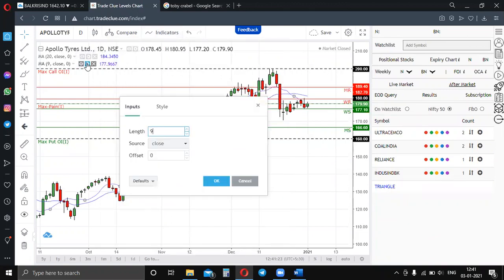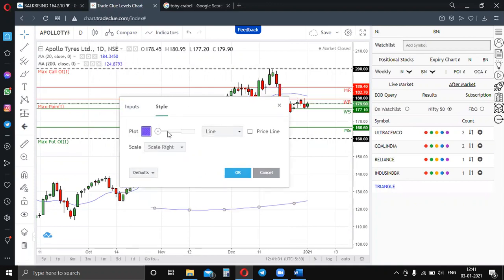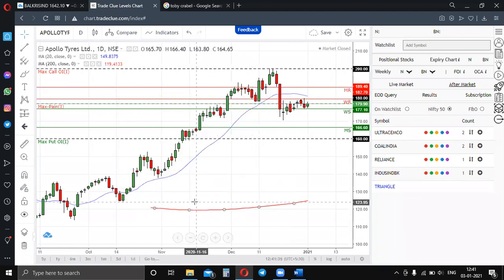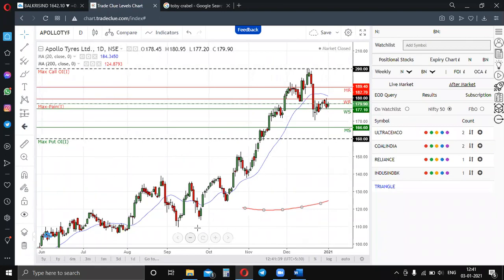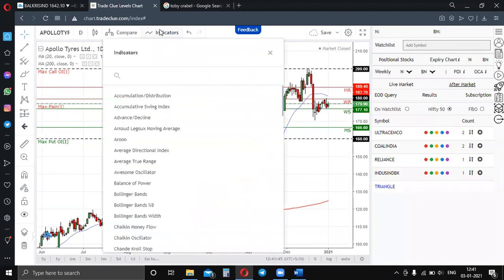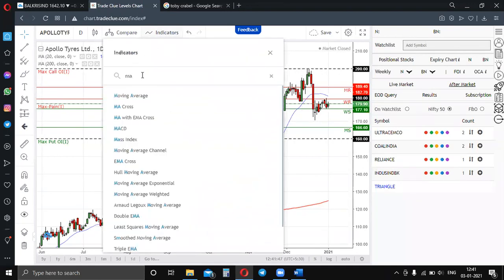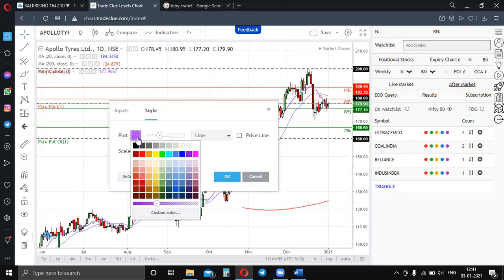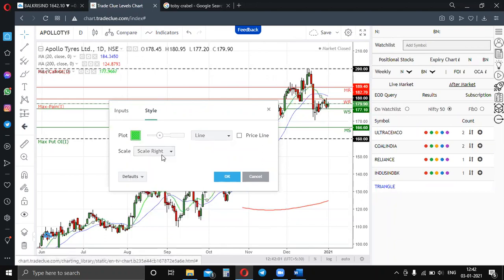another moving average, which is 200. Okay, so for long term, stock is still above 200 moving average. Let's talk about 50 moving average. Say green it is.